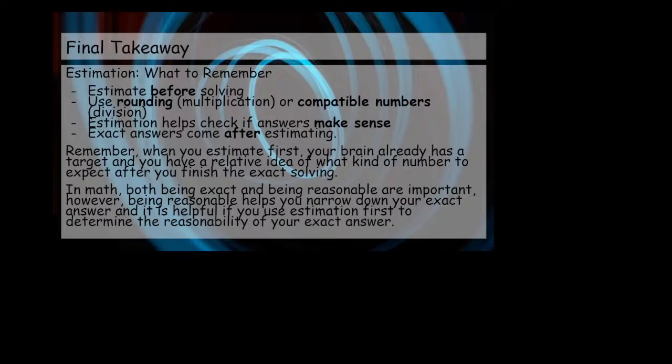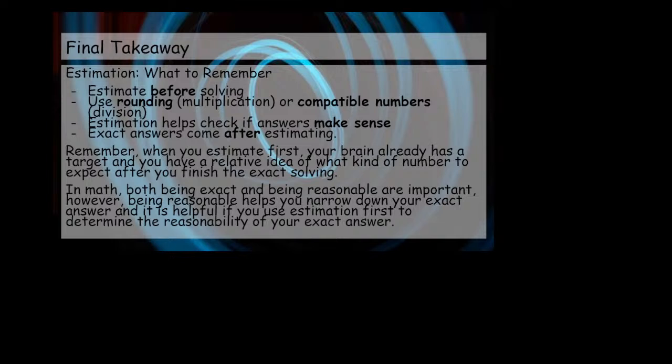However, in division, compatible numbers means numbers that work well together. For example, in the instance of 302 divided by 6, we would round 302 down to 300 because 300 and 6 are compatible numbers.